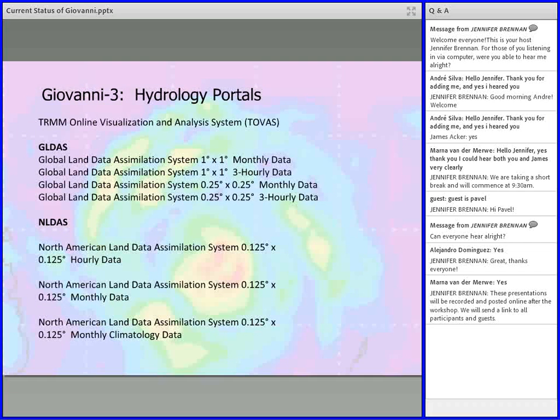And then finally, we have hydrology portals. I include TRMM, TOVS under that because that's where the hydrology starts. We have data from the Global Land Data Assimilation System, or GLDAS. You can see GLDAS provides monthly data and data every 3 hours at different resolutions. And then we also have data from NLDAS, the North American Land Data Assimilation System. And NLDAS actually has data down to the hourly level. I've used that to look at a couple of derecho events, the very strong wind fronts that have come through, which caused a big power outage here a couple of years ago. And so you can look at that. They have hourly, monthly, and climatology data for NLDAS.